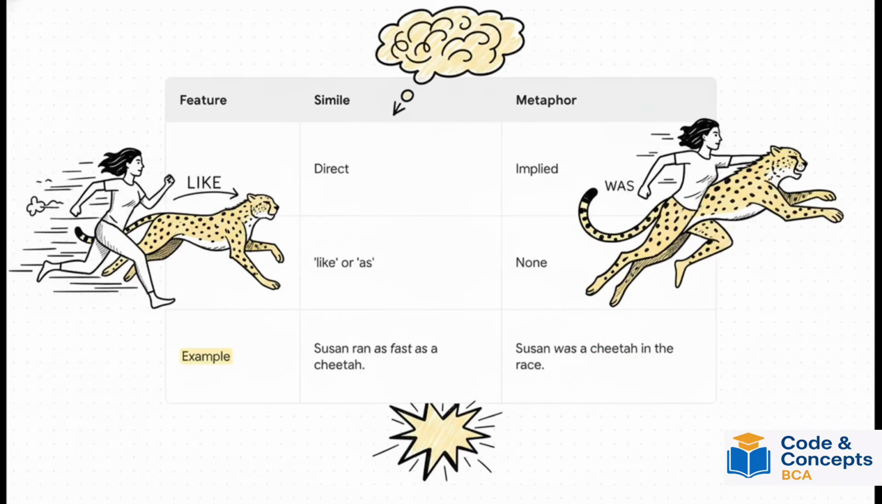And this table just breaks it down perfectly. This is the key difference. A simile says Susan ran like a cheetah. It's a comparison. But a metaphor? It says Susan was a cheetah. That's not a comparison, that's an identity. It's a tiny change in words, but a huge change in impact.